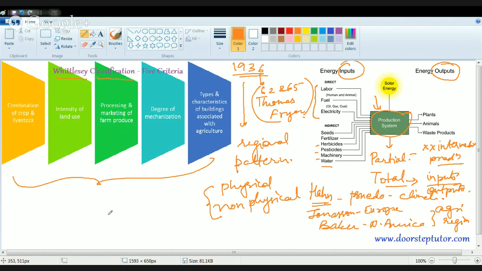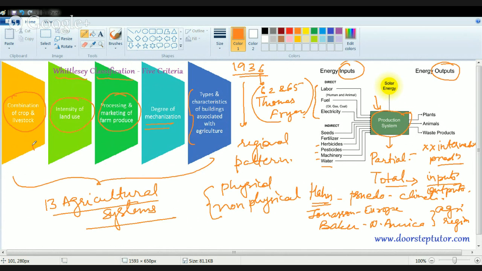setting. So the 5 basic criteria that were taken into account by Whittlesey are: first, the amount on the combination of crop and livestock. Then is the intensity of land use, trying to process and market the farm produce, the level of mechanization, the types of building associated. So these are the 5 basic factors that Whittlesey took into account before classifying the various agricultural regions. Now, based on these 5 factors, he gave 13 agricultural regions. So there were 13 agricultural systems or regions that were propounded based on these 5 criteria.